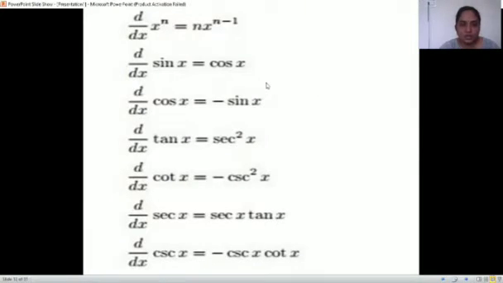Yesterday we have seen some derivative formulae. Today we'll start with integration formulae.